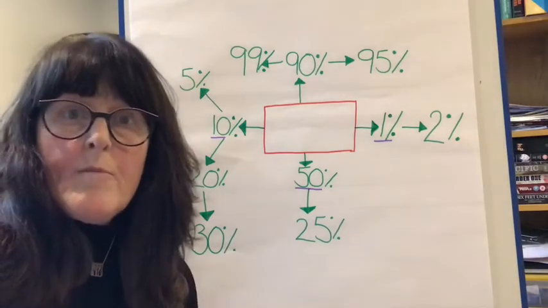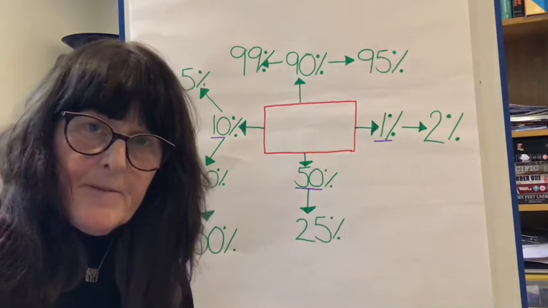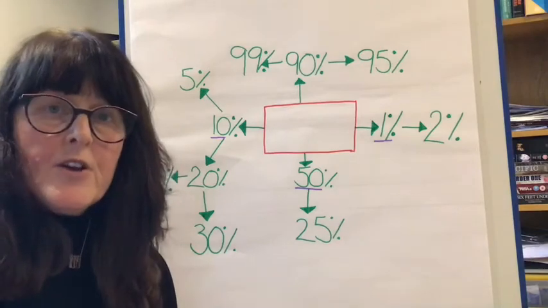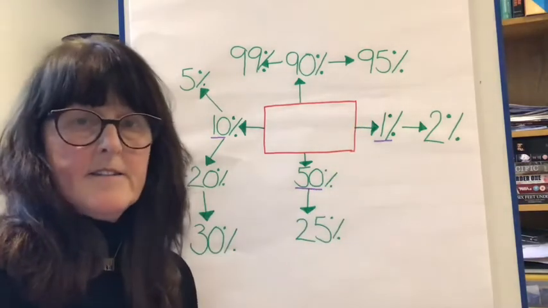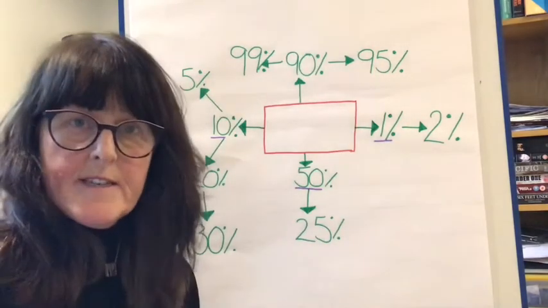So we're going to warm up today with the percentage chains that you practiced yesterday. And we looked at the fact that if you can work out 10%, 50% and 1%, you can use those facts to work out all of the other percentages.